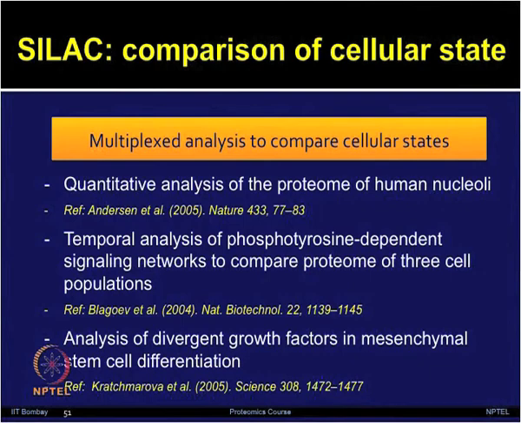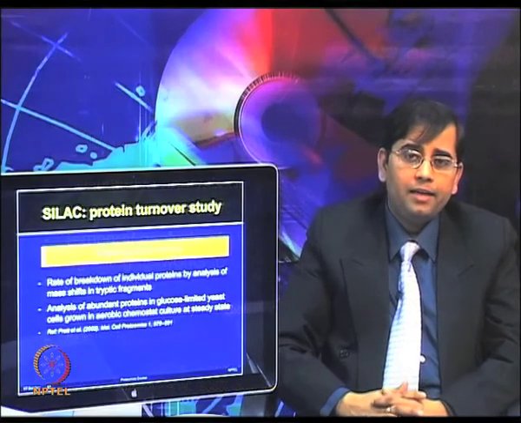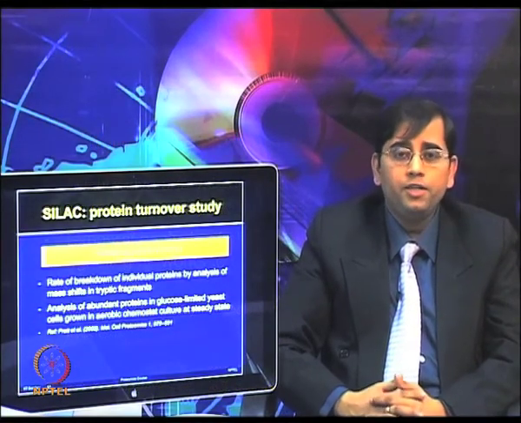Blagoy et al. performed a temporal analysis of the phosphotyrosine dependent signaling networks to compare the proteome of 3 cell populations. Kratchmar et al. analyzed the divergent growth factors in mesenchymal stem cell differentiation. These are just a few examples of multiplex analysis. Now, if you look into the literature, there are many studies which have used the SILAC method for comparison of cellular states. The SILAC method has also been used to study the protein turnover.